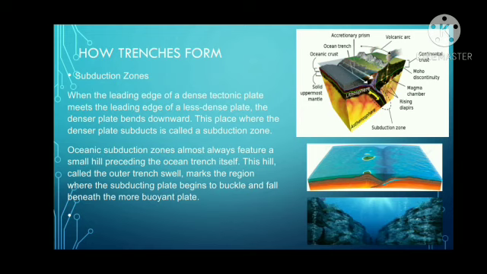Oceanic subduction zones almost always feature a small hill preceding the ocean trench itself. This hill, called the outer trench swell, marks the region where the subducting plate begins to buckle and fall beneath the more buoyant plate. Plates are denser in the subduction zone because oceanic plates are made of basalt rocks. The oceanic plate is denser and sinks due to its lower buoyancy. It is sucked into the asthenosphere and melted deeper into the earth, in what is called a subduction zone.